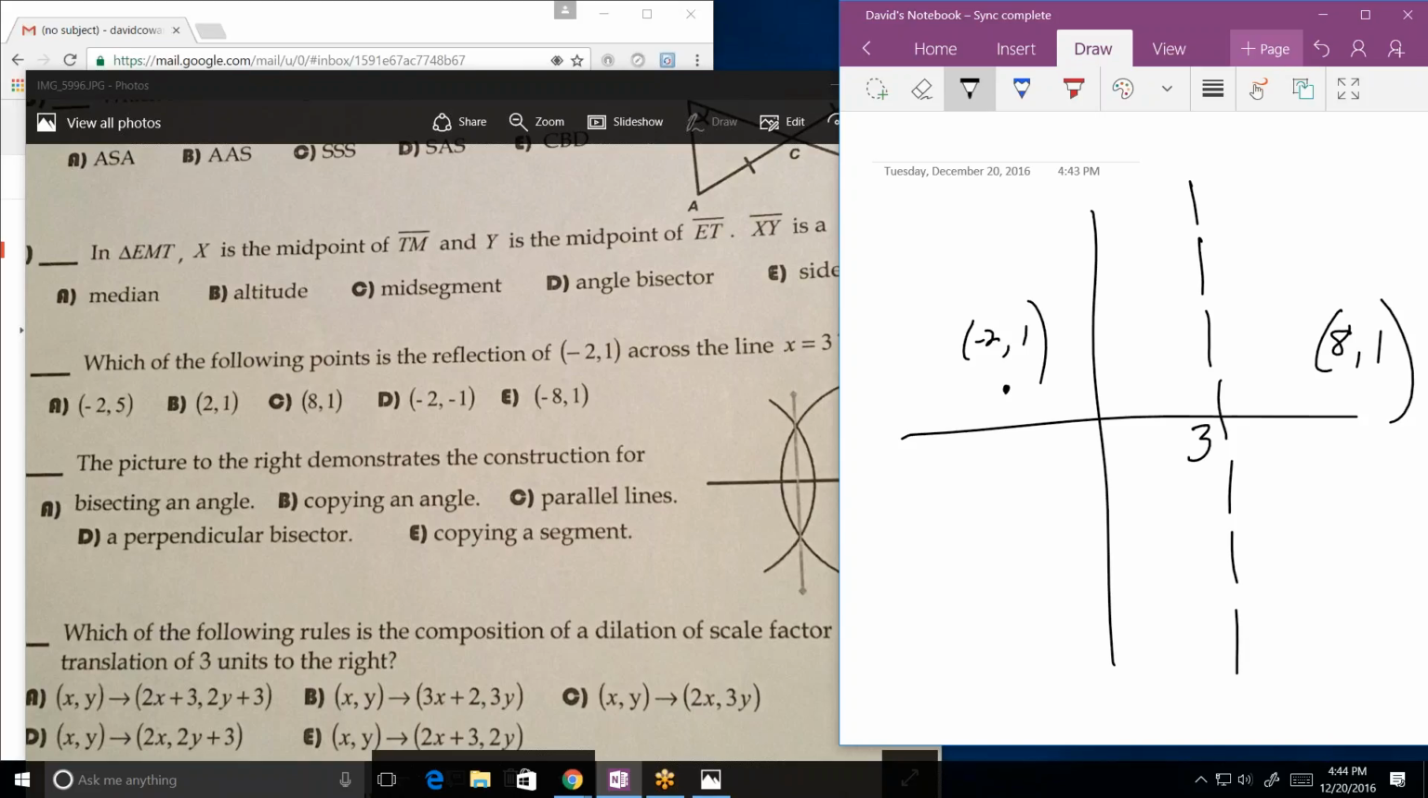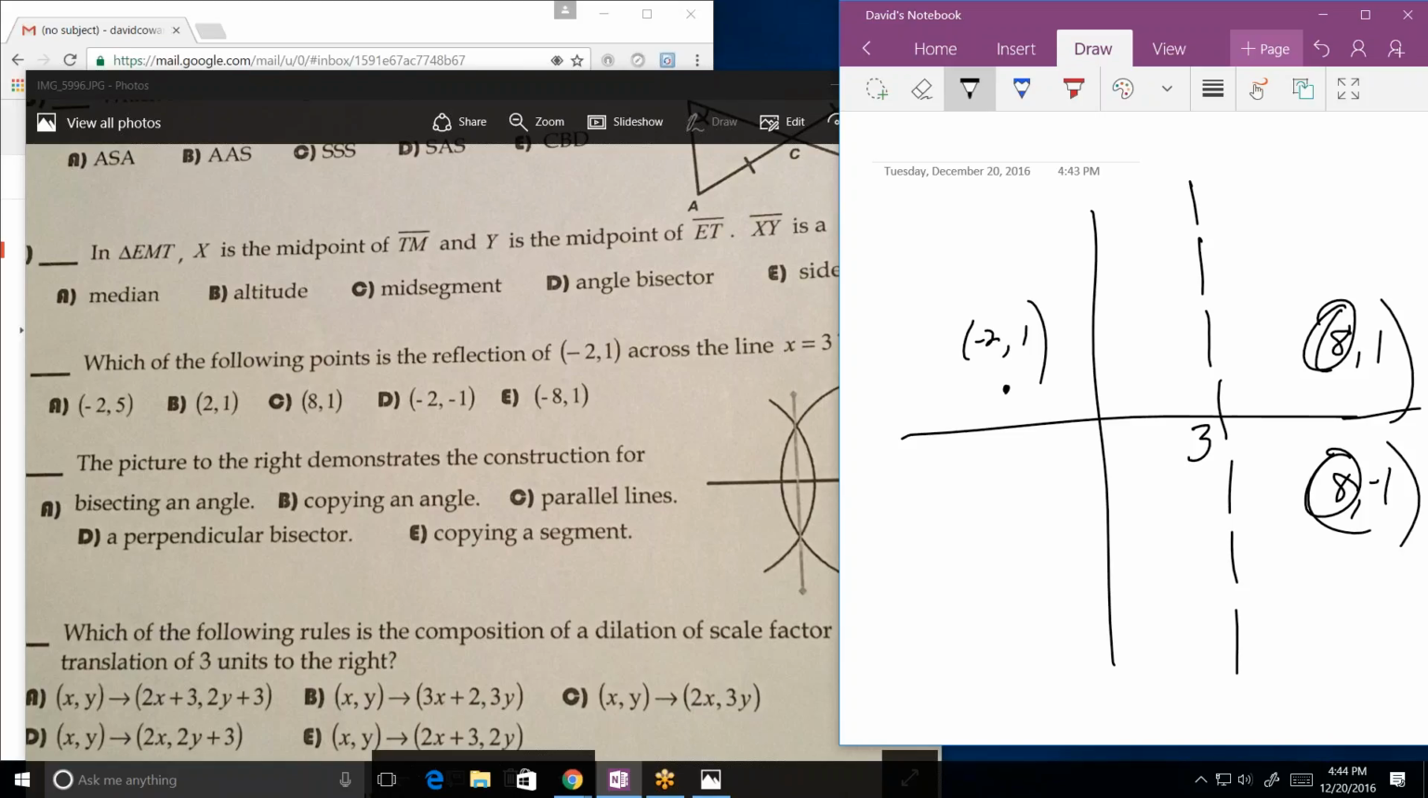Or if you were reflecting over the y-axis, it does not affect the y-coordinate. Just like reflections over the x-axis, it doesn't affect the x-coordinate. If you reflect over the x-axis, it does not change the x-coordinate. In other words, if I took this 8, 1 and reflected it over the x-axis, it turns into 8 comma minus 1, right? So the x point is not affected by a reflection over the x-axis.